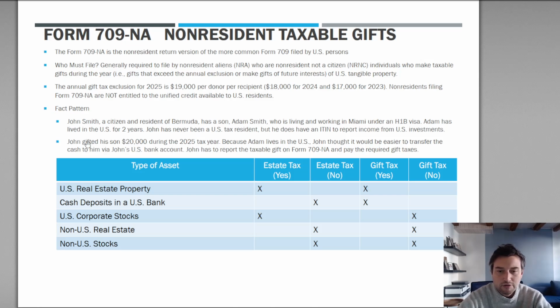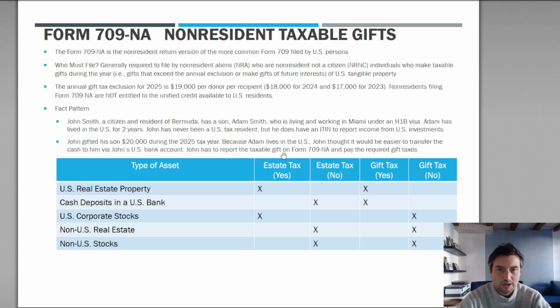Now, John, during this year, 2025, decided to gift his son $20,000 during the year. Let's say his son was getting short on some cash and he wanted to transfer him some money. Totally understandable. And because Adam lives in the U.S., John thought, well, the easiest way to get him the money is just transfer money from my own U.S. bank account, right?